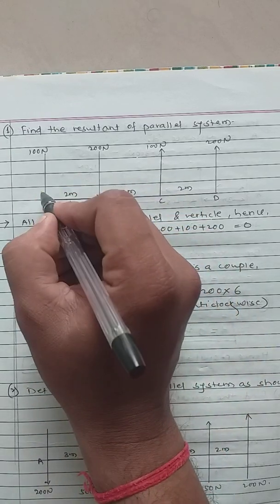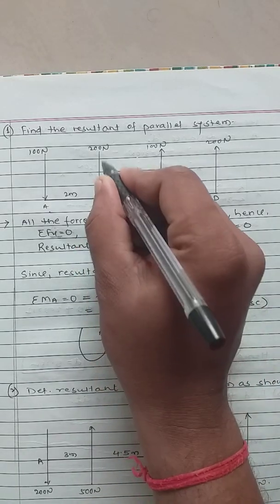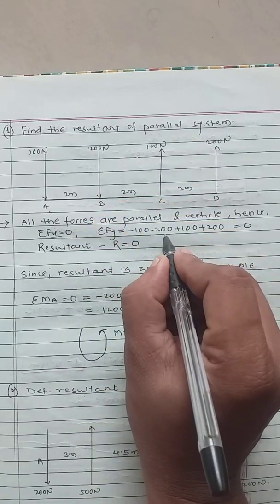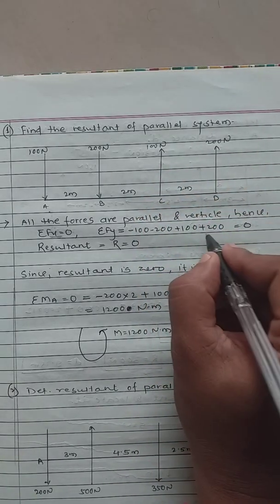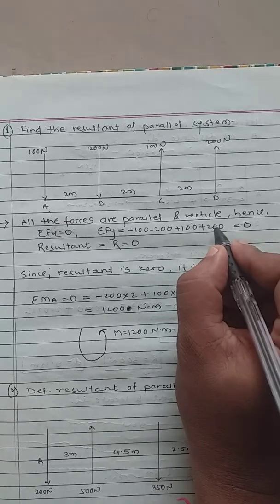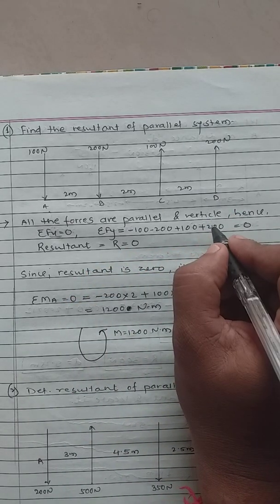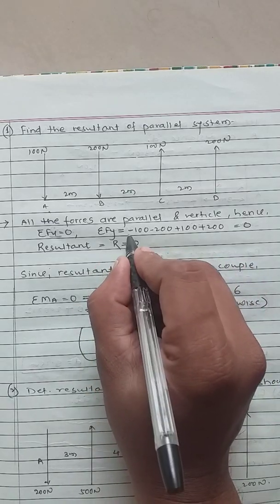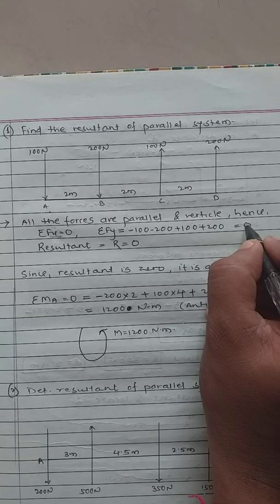Now 100 in the downward direction, we'll consider as minus 100. 200 in the downward direction, minus 200. 100 in the upward direction, plus 100. 200 in the upward direction, plus 200. The sign convention is the same: upward positive, downward negative. So the summation of F_y: minus 100 minus 200 plus 100 plus 200 will be equal to 0.